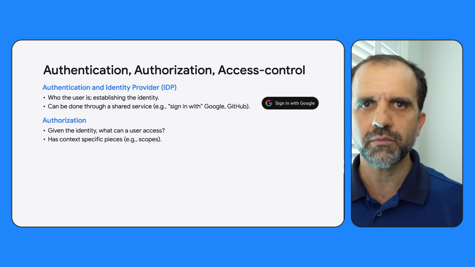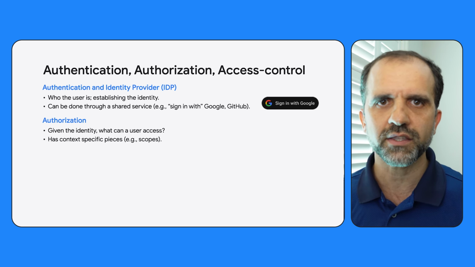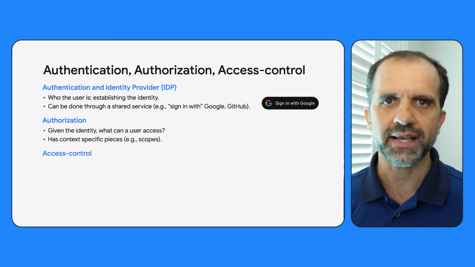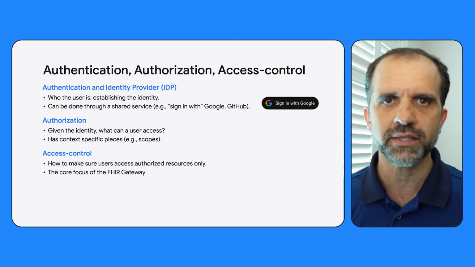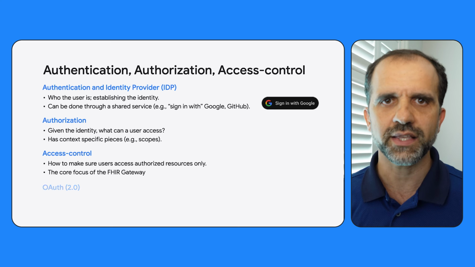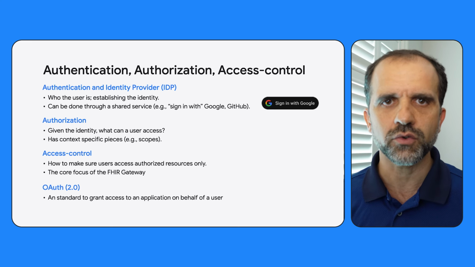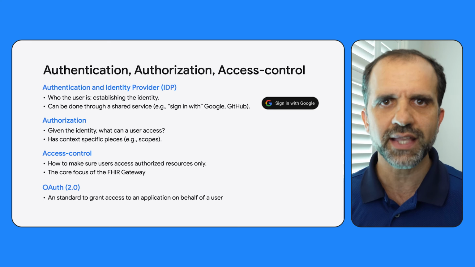Authorization is the problem of deciding what the authenticated user has access to. Access control is to make sure that a user's access to data is within their authorized limits, and this is the main focus of the Info Gateway. Finally, we heavily rely on OAuth 2 and its related standards. These standards are for granting access to an application on behalf of the user. We won't get into the details of these standards in this video, as there are plenty of resources on the web for them.